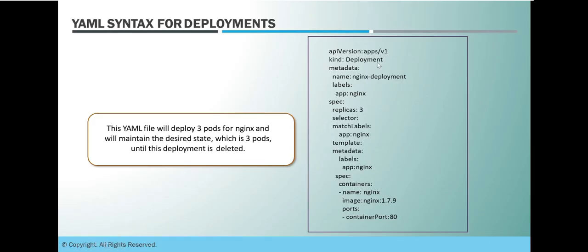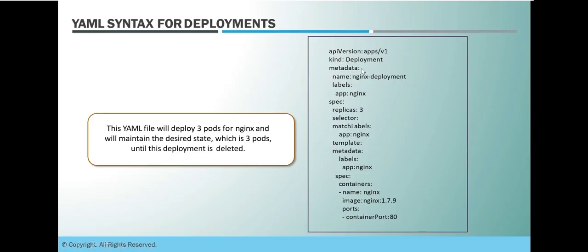Kind is Deployment. So the object type that you are defining, you give inside kind. If it is a pod, you give Pod here. If it is an ingress, you give Ingress here. If it is a service, you give Service here. This way kind is used to define the type of the object you are going to create using this YML. Then comes metadata.